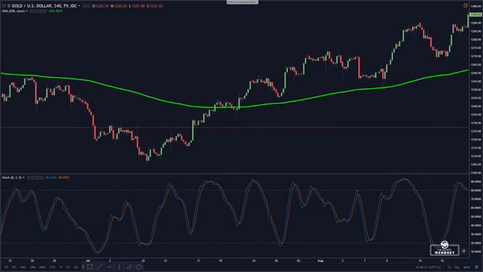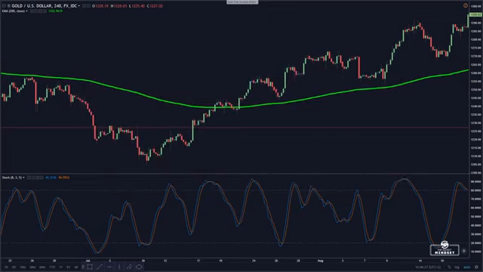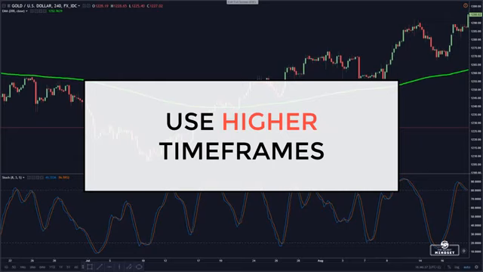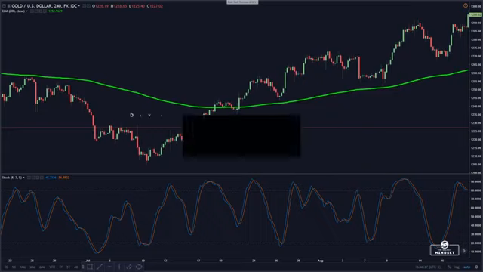If you are a trend following trader, you should train your eyes to spot the divergences on different charts. Please keep in mind that this system is more reliable when you are using higher time frames. A signal that is produced on the 4-hour or on the daily chart is more reliable than a signal produced on the 15 minutes chart.